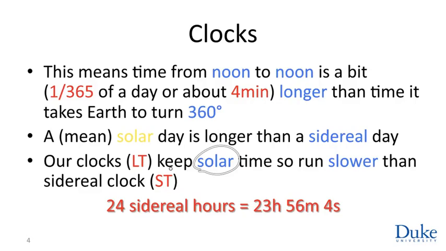We call that local time. And so what that means is that these solar clocks, or local clocks that keep solar time, run slower than a sidereal clock. 24 sidereal hours, 1 360-degree rotation of the Earth, is less than 24 solar hours, the time kept by our clocks, by about 4 minutes, a little less than 4 minutes, 1 over 365 of a day, to be precise. So our sidereal clocks run faster than the clocks that are used to measure time.